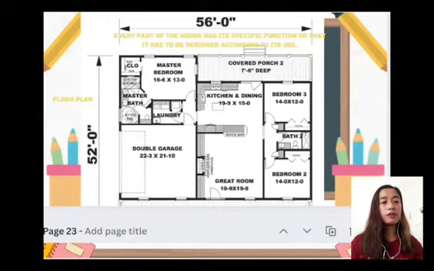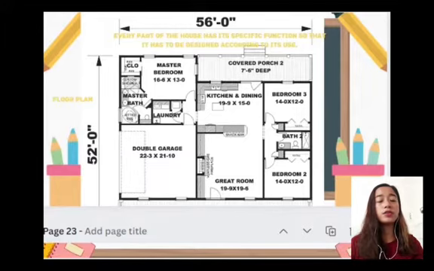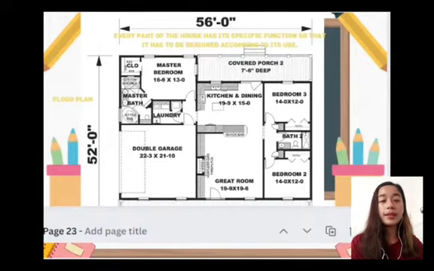Every part of the house has its specific function, so it has to be designed according to its use, like the master's bedroom. The master's bedroom is the main bedroom in the home. Its primary purpose is to provide a place for sleep.